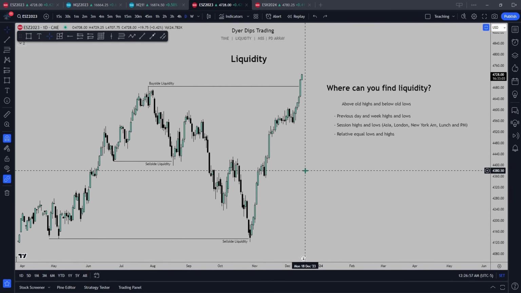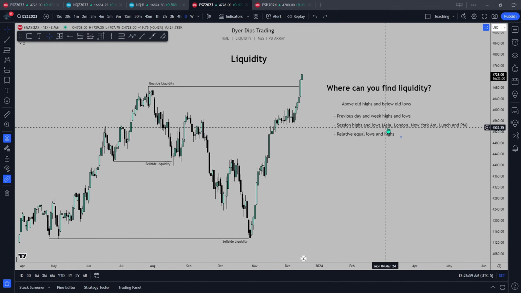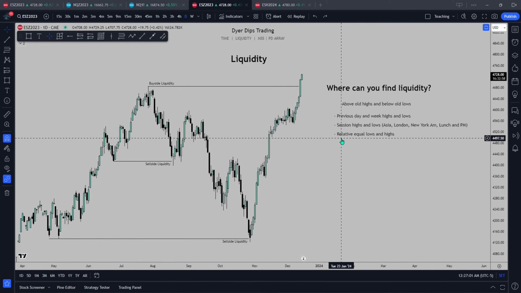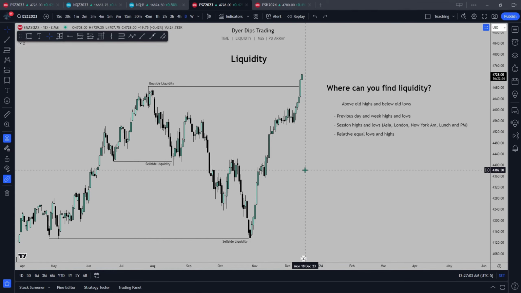Now, the last note that I want to make here is just this final tip here, which is going to be the relative equal lows and relative equal highs. This has got to be one of my favorite confluences to use when trying to find liquidity, because when you can have daily highs and daily lows that are relatively equal, or session highs and lows that are relatively equal, you have incredibly powerful liquidity pools that cannot be ignored.